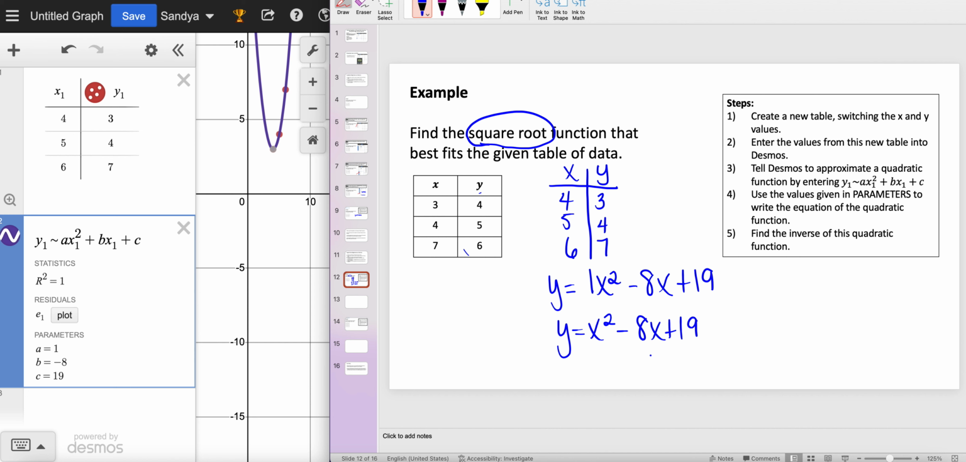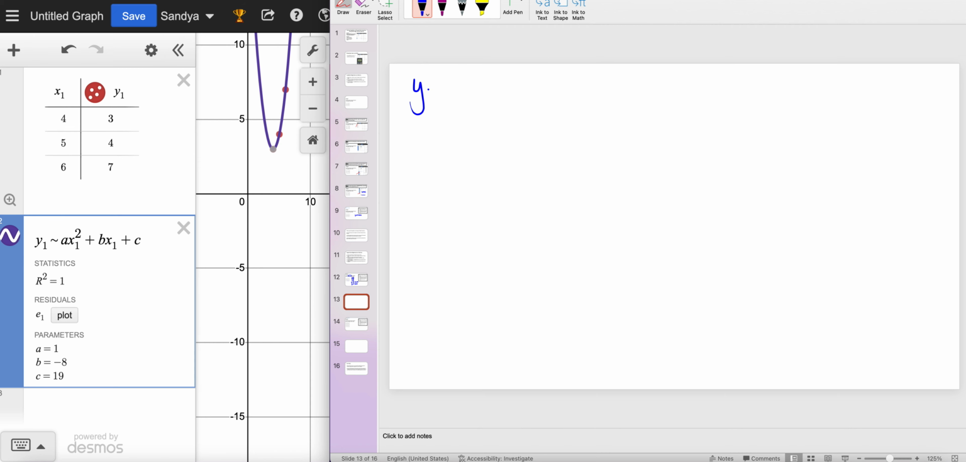Well, this is a quadratic. I want to find the square root. So now I'm going to take this quadratic function, this y equals x squared minus 8x plus 19, and I'm going to switch x and y, right? Remember, because that is how I find the inverse. So I'm going to write this as x equals y squared minus 8y plus 19. So what I need to do now is I need to get this into y equals form, okay?